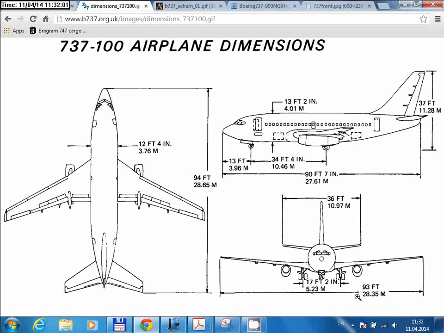Okay, so our time is up. Let me stop here. And next week I will continue with the types of engines, jet engines and propeller engines.